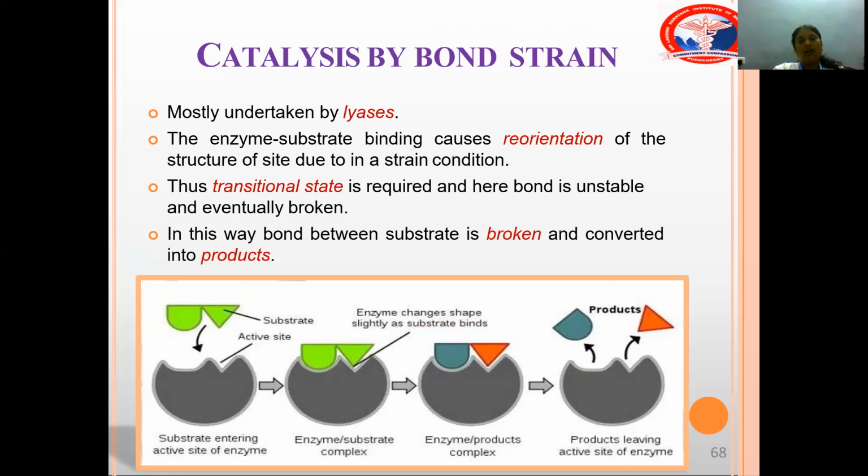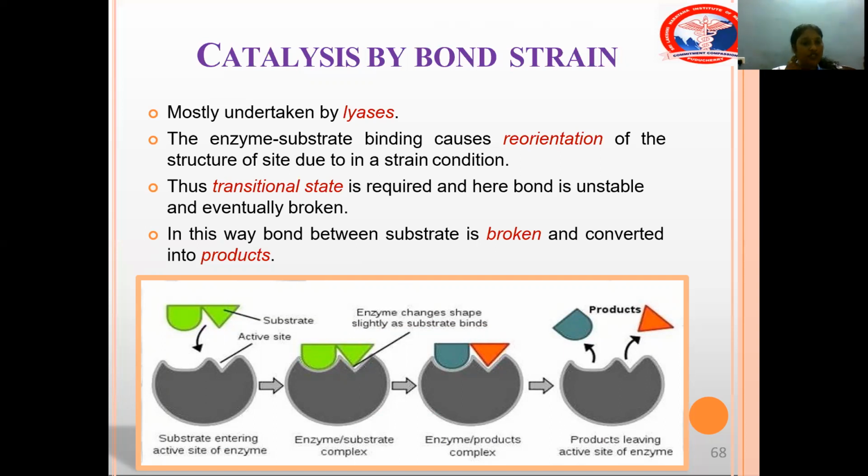Catalysis by bond strain is mostly undertaken by lyases. Enzyme-substrate binding will cause a reorientation of the structure of the site due to the strain, because the substrate has some distortion of bond. The transition state is thus required in catalysis, and the bond is eventually broken. In that way, the bond in the substrate is broken and it can be converted into product.